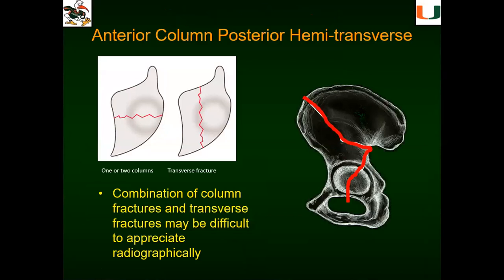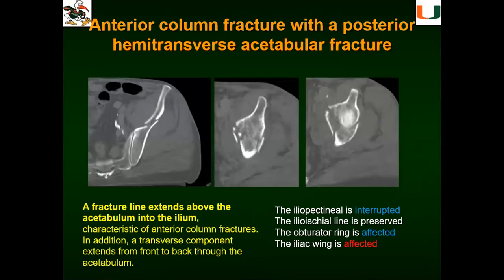The anterior column posterior hemitransverse, that probably is the most challenging one to diagnose on imaging. It combines features of column fractures and transverse fractures, so it may be difficult to appreciate radiographically. So you're going to see both main fracture fragment components, both horizontal and vertical. So here it is. The fracture extends above the level of the acetabulum and into the ilium. So it is characteristic of an anterior column fracture. In addition, there is a transverse component that extends front to back through the acetabulum.